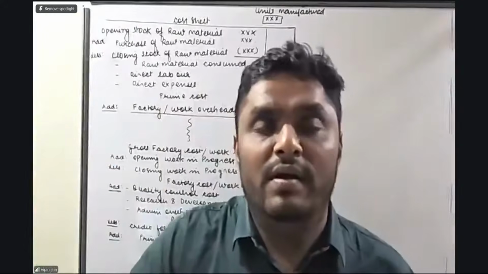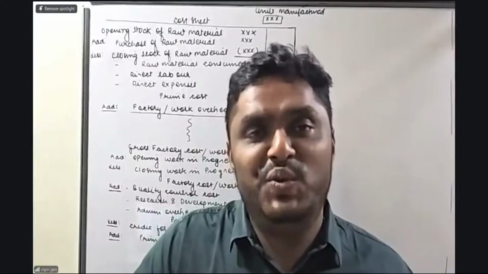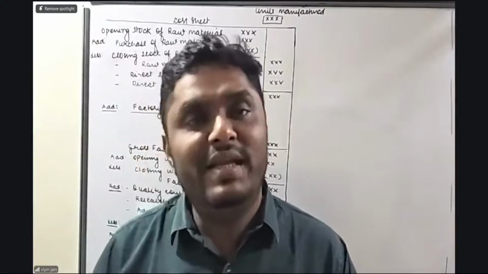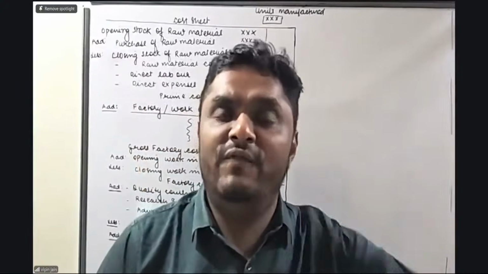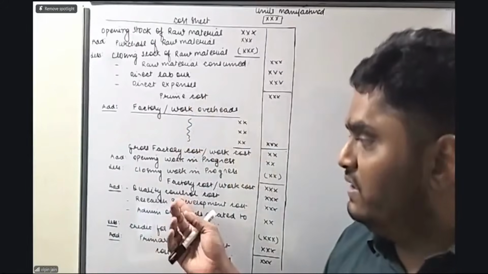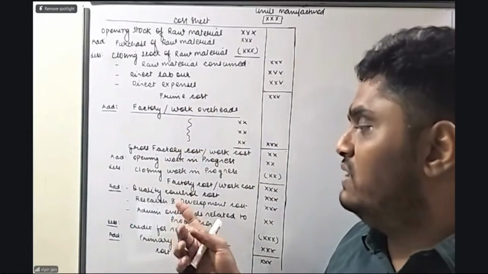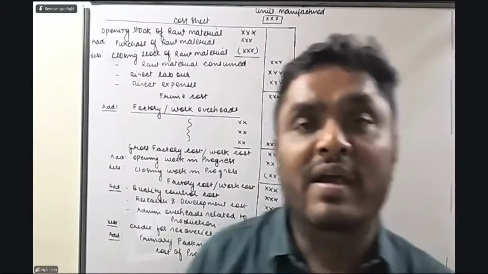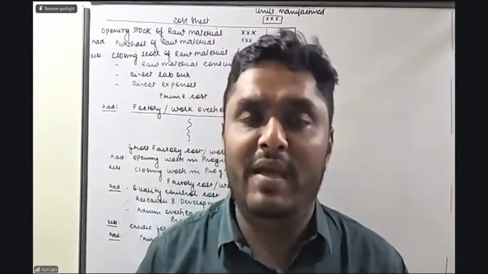Now, I'll be discussing these points one by one in detail, so don't worry. So let's take a break of 15 minutes. After 15 minutes, I'll be back with the detailed discussion on these items, that is quality control cost, research and development cost, administration overhead related to production, credit for recoveries, and primary packing cost.